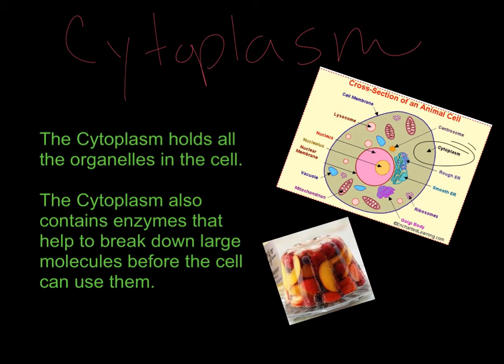Next we have the cytoplasm, which is circled right over here. Now the cytoplasm holds all the organelles in the cell. It kind of holds them all together. If you look at this jello right here, you see how the fruit's stuck in there, it's being held together. Well, the cytoplasm is kind of like that jello. It fills in all those spaces between all the organelles. It also contains enzymes that help to break down large molecules before the cell can eventually end up using them. So it's very important.